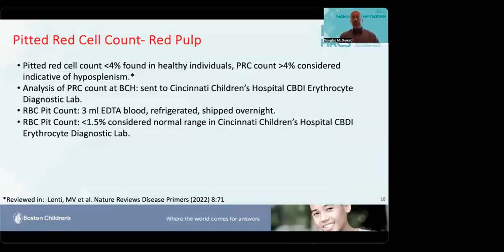As mentioned previously, we send our assessments for pitted red cell count to Cincinnati Children's Hospital. This requires 3 mLs of blood, refrigerated and shipped overnight. And their standard for normal range is considered less than 1.5%. So it's a bit more rigorous than what is currently reported in the literature.